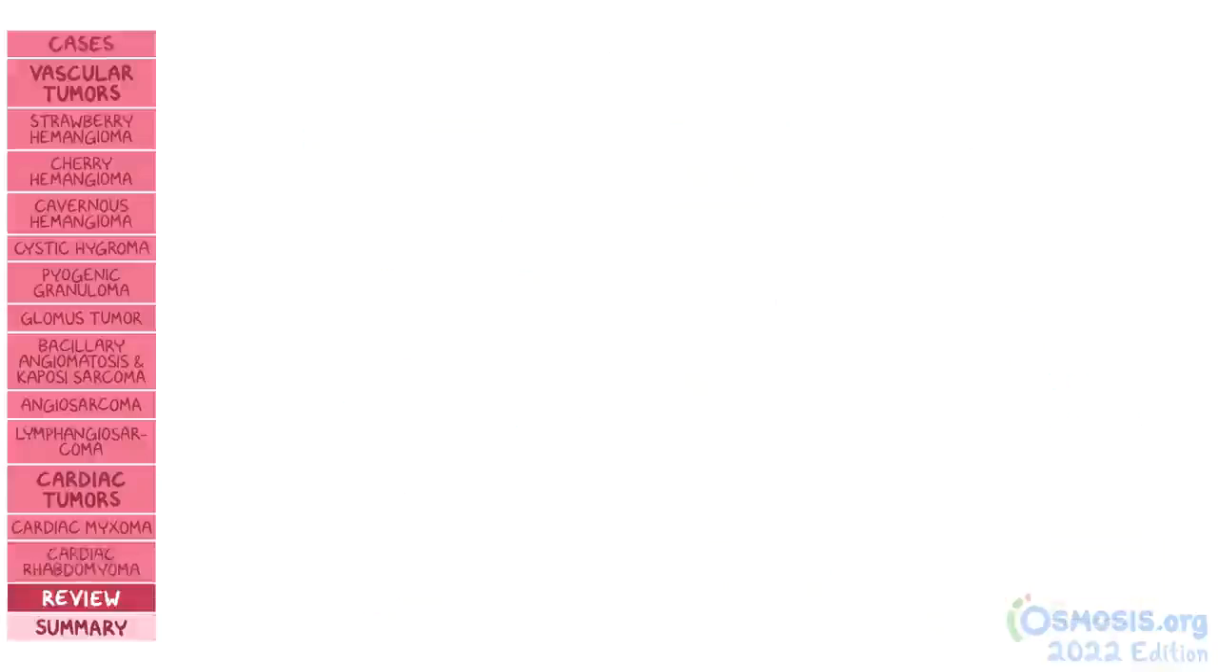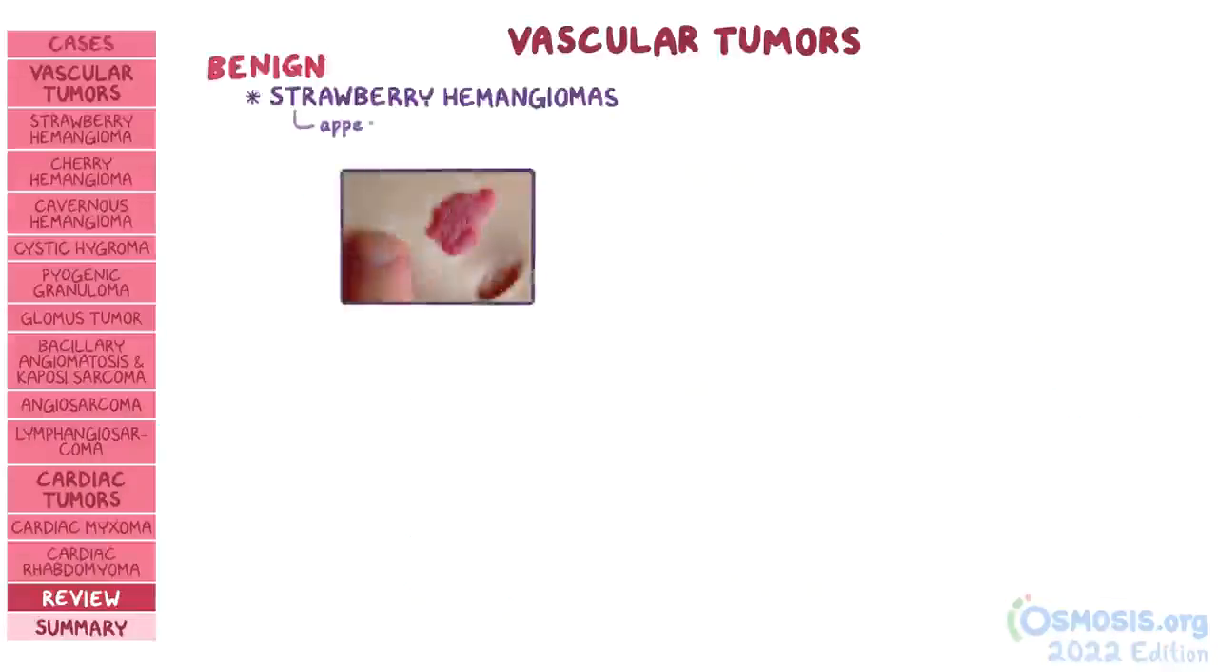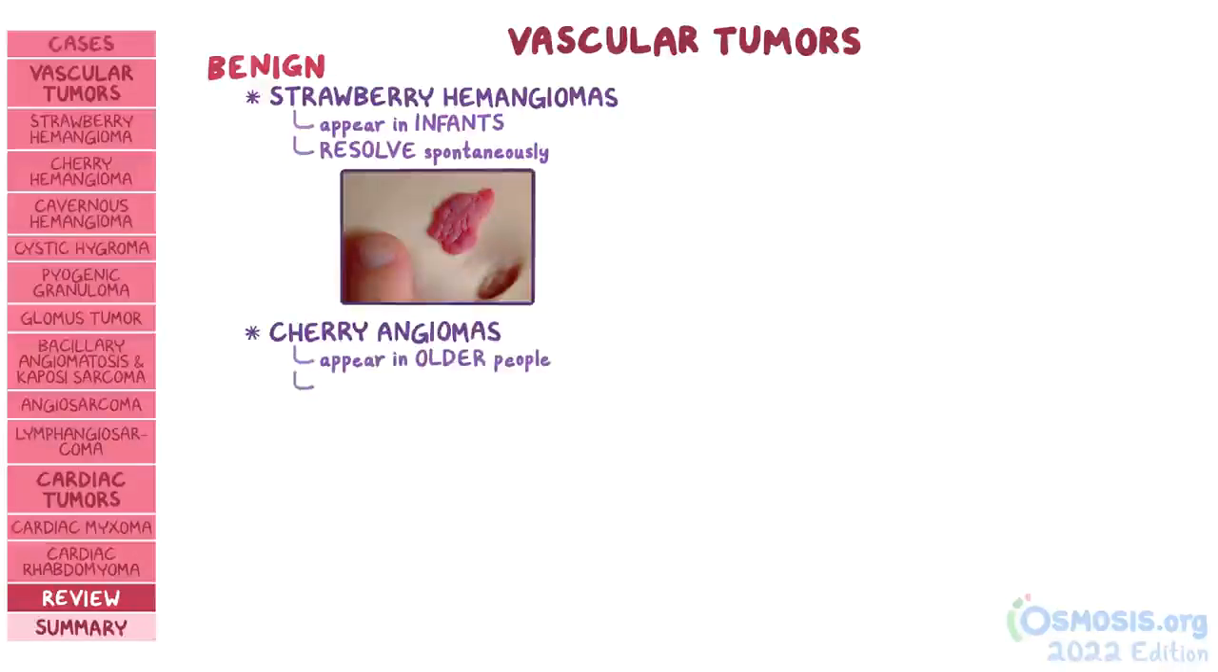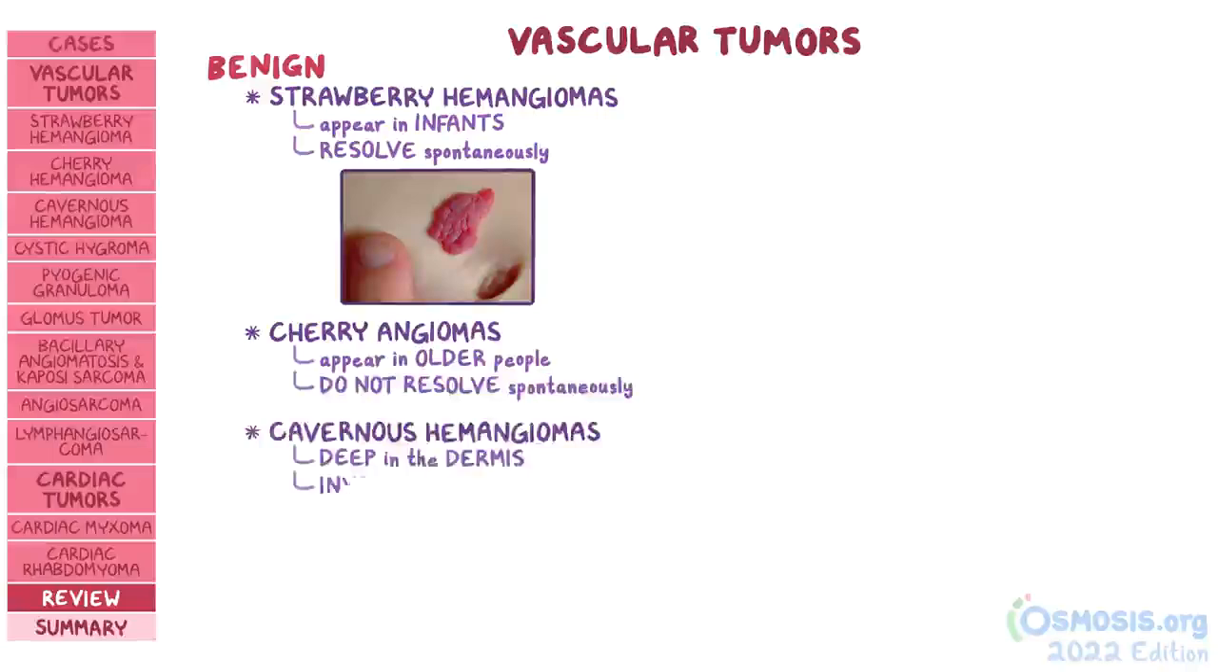Alright, as a quick recap, vascular tumors are benign or malignant. Benign tumors include strawberry hemangiomas, which appear in infants and go away spontaneously, and cherry angiomas, which appear in older people and do not regress spontaneously. Cavernous hemangiomas are more deep-seated in the dermis and can also involve internal organs like the brain.